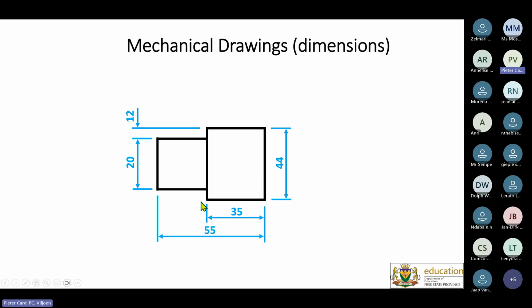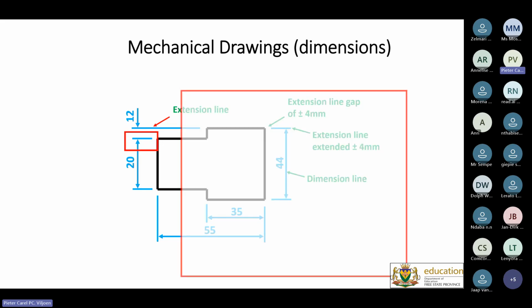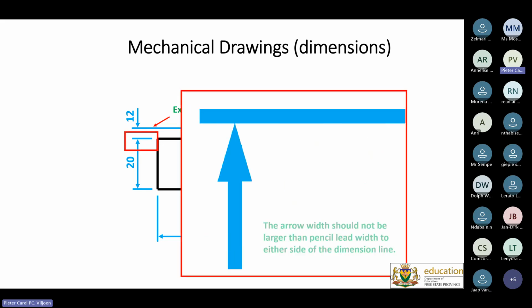Then also dimensioning. Now remember, it's not required of them to do dimensioning unless for the PAT. So in exam papers, they don't normally ask dimensioning, but in the PAT they might have to give dimensions. So you have to explain to the learners the detail of extension lines, the gap before you start with the extension line, the extension beyond the dimension line, how to draw the arrow and how to draw it properly. That is basically pencil width to the left and to the right side of there.